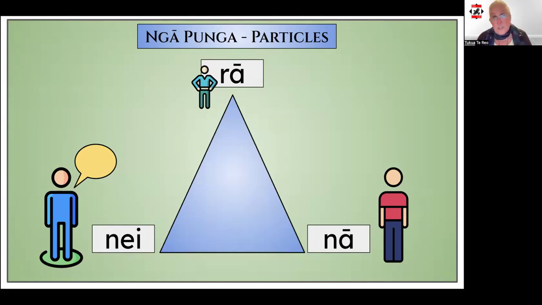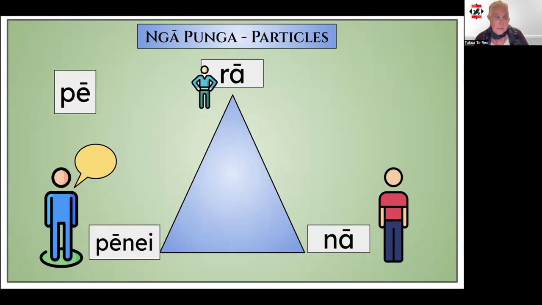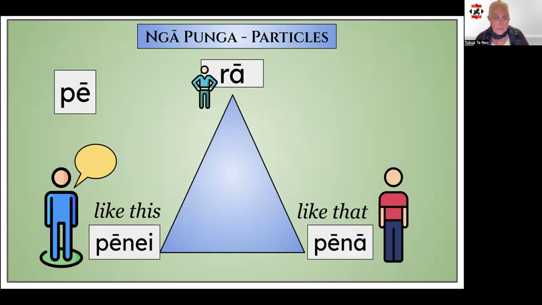Here's another way to use nei, nā, and rā, by using pē, to say pēnei, like this, in this manner, or in this way of doing something, pēnā, like that, related to the person being spoken to, and pērā, like that, when speaking of something unrelated to the speaker or the one being spoken to.